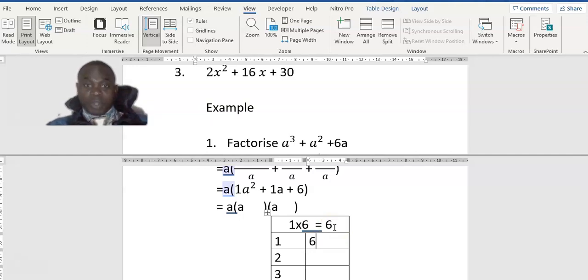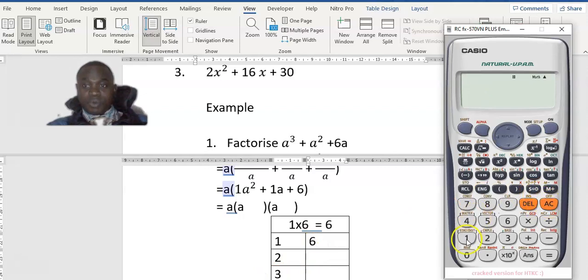Okay, so let's see whether it can give us the value here. 1 plus 6 is 7. Is it the same as what we have here? No. Then let's put minus minus. Negative 1 minus 6 gives us negative 7. It's not the same as that. We can't use this one.